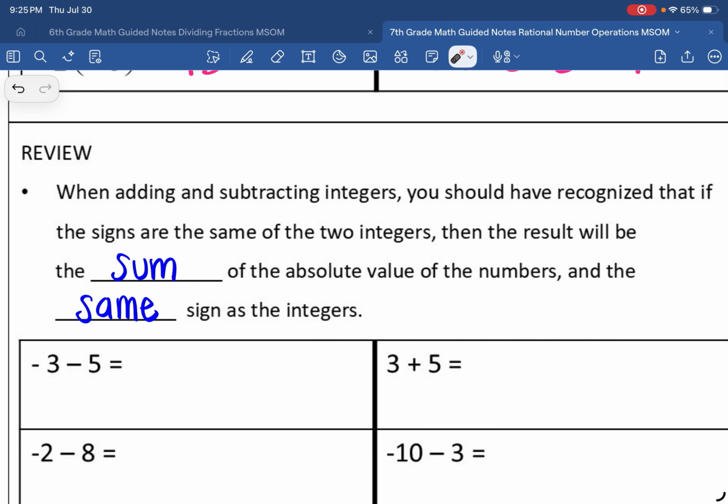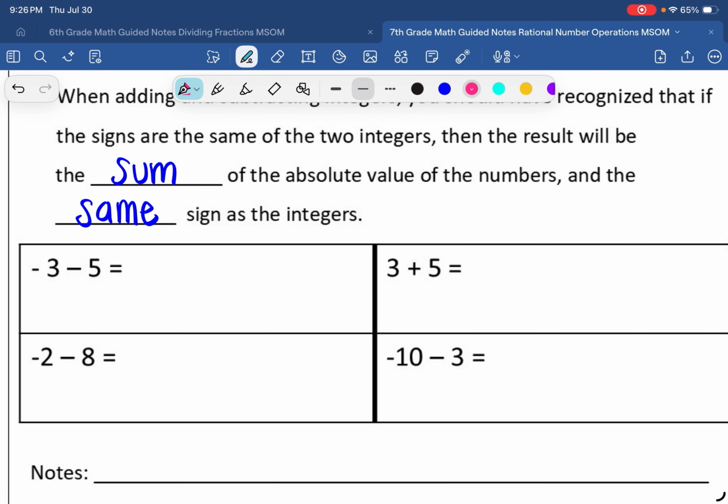When adding or subtracting integers, you should have recognized that if the signs are the same of the two integers, then the result will be the sum of the absolute value of the numbers and the same sign as the integers. It will help to circle signs here. So if I have a negative 3, negative 5, notice those are both negative. Negative 2, negative 8, both negative. 3 and 5, both positive. Negative 2 and negative 3, those are both negative.